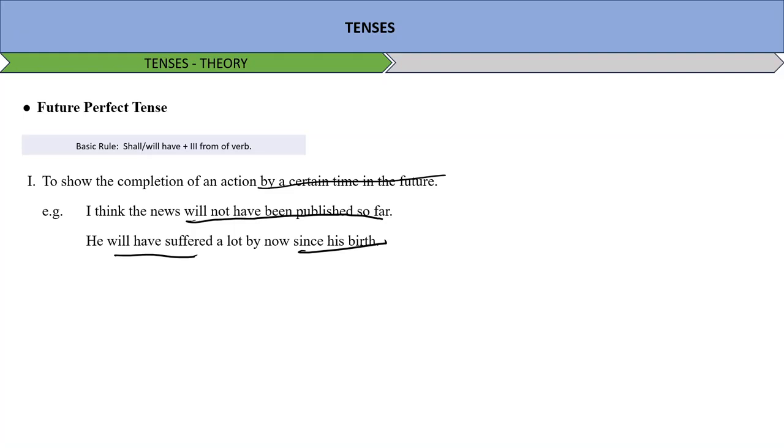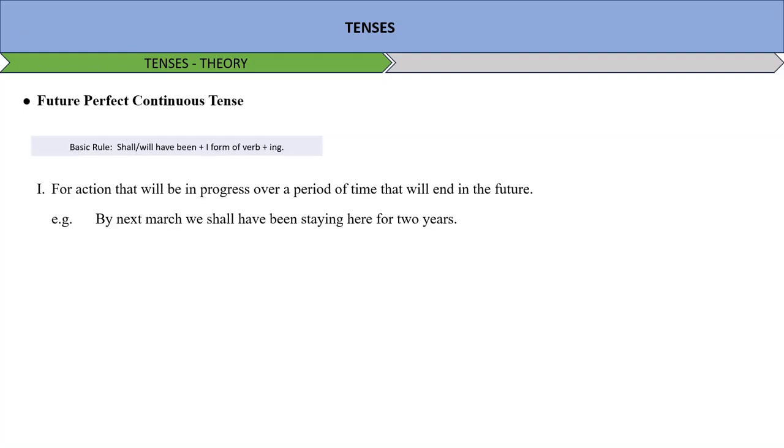Now, very interesting. Future perfect continuous is used for an action that will be in progress over a period of time that will end in the future. By next March, we shall have been staying here for 2 years. By next March, something which is telling you about future, something which is perfect, and that too continuous. And then again, you get to know the duration of that period. So for this limited amount of time, this activity will take place. So in that case, we will go with future perfect continuous tense, right?